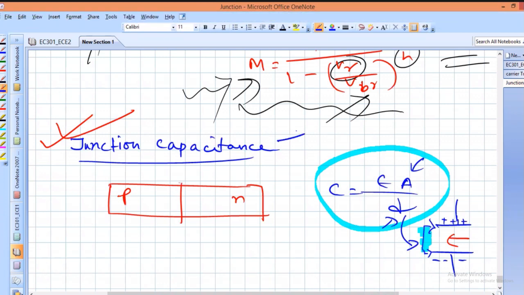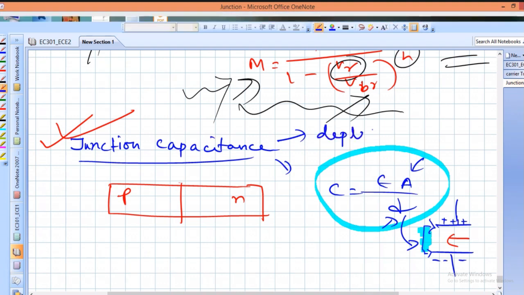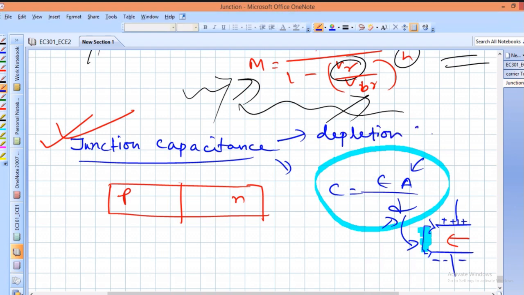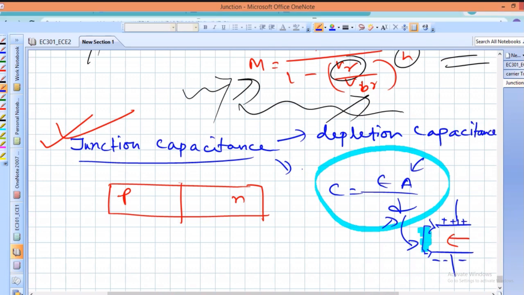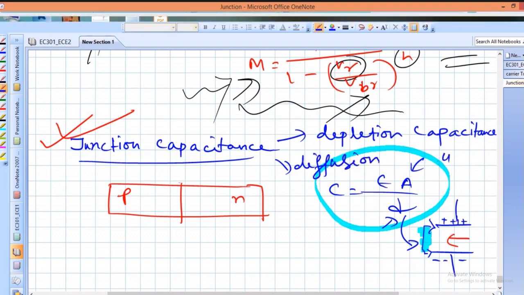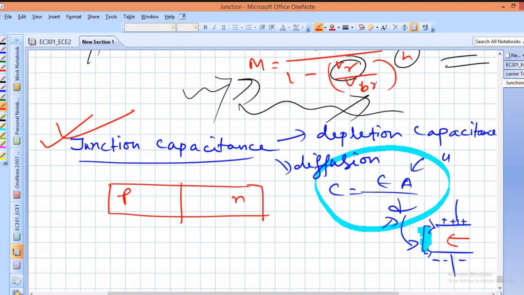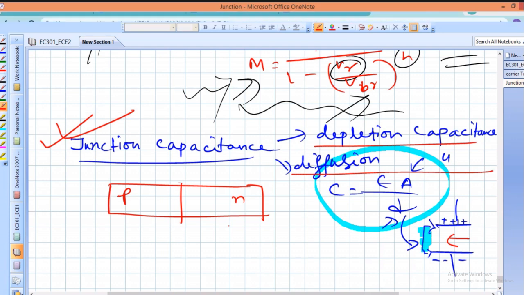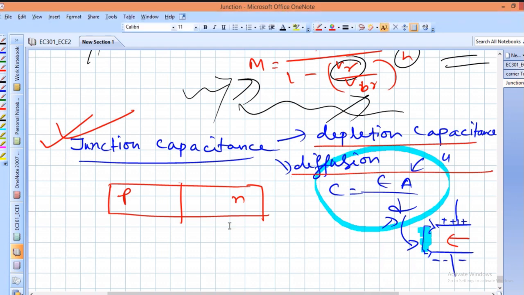I'm mentioning here there are two capacitances. One is junction capacitance, or transition capacitance, or depletion capacitance. Three names, but I'm writing only junction capacitance, transition capacitance, or depletion capacitance. The next one is diffusion capacitance. So there are two types of capacitance observed in a PN junction: one is depletion capacitance and another one is diffusion capacitance.